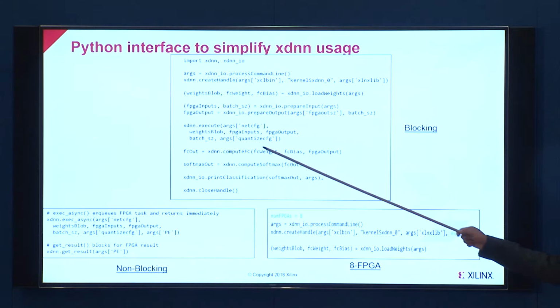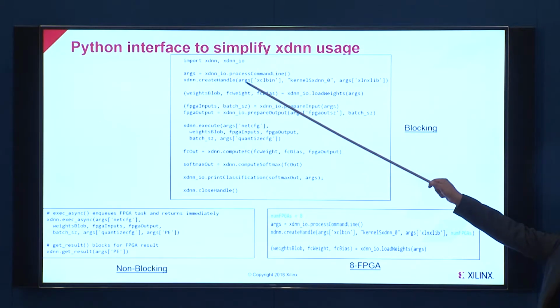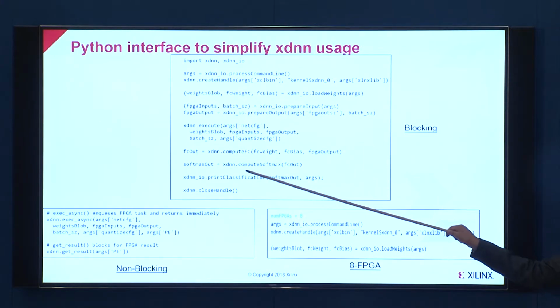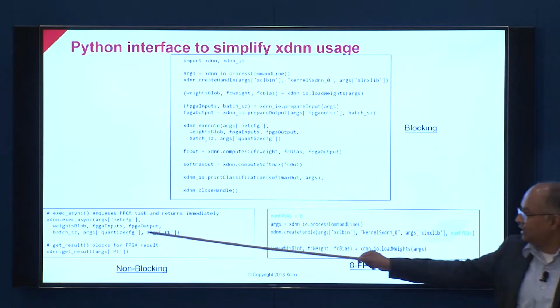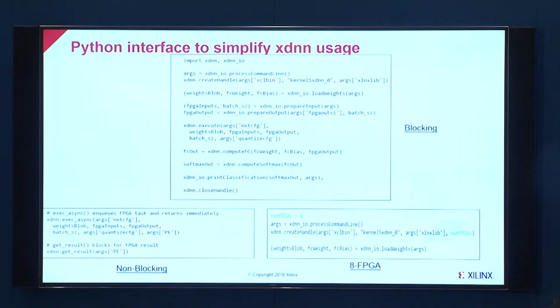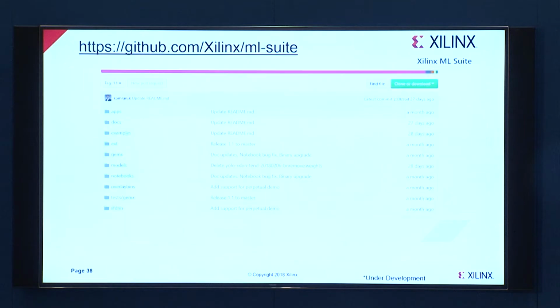Here, I'm executing xDNN in blocking mode: preparing, executing, collecting the data, and doing something on the CPU. Here, I'm saying I will execute it asynchronously instead of synchronously. And here, I'm saying I have 8 FPGAs on the system, so let's scale out on that.